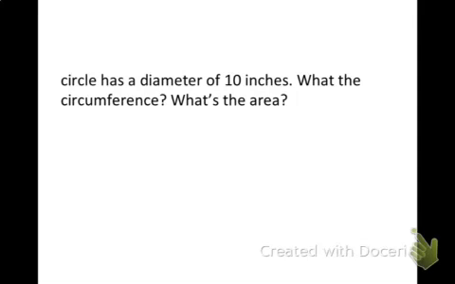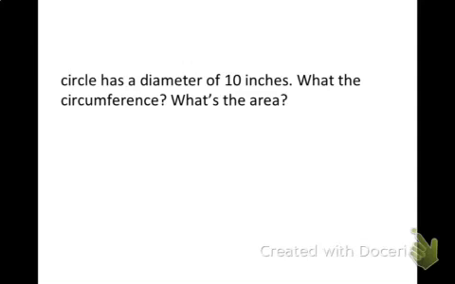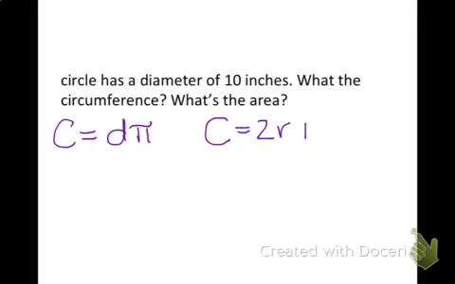Alright, circumference can be written in two ways. You can say circumference is equal to diameter times pi, or you could say, since diameter is 2r, you could say 2r pi. So since we've been given the diameter, let's go with the first one. So circumference is equal to 10 pi inches.